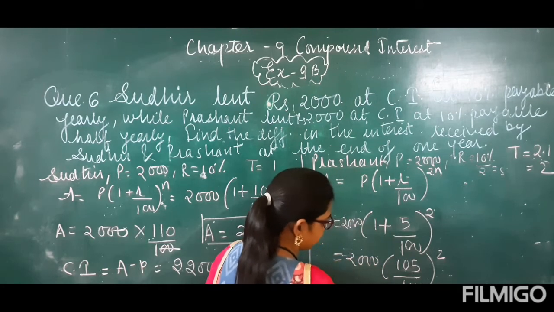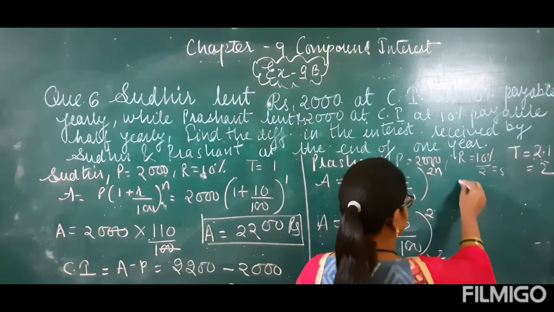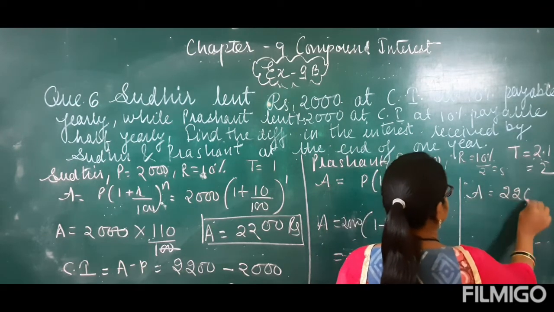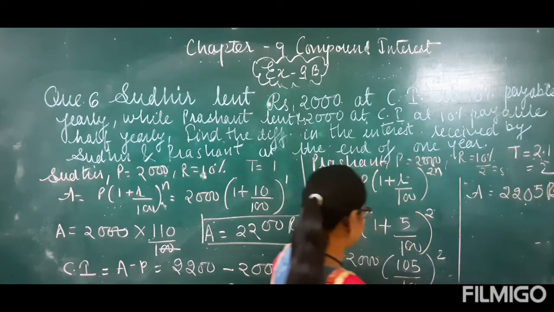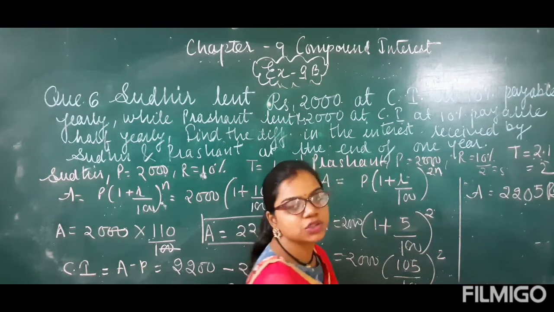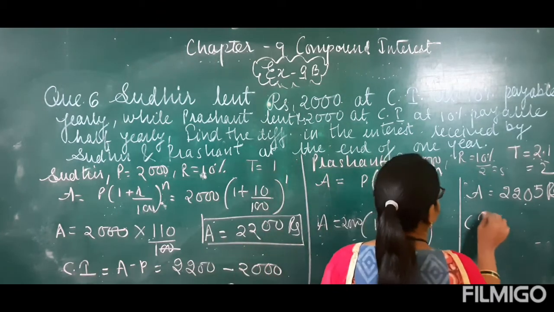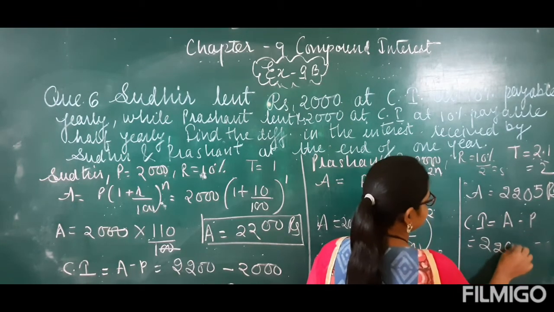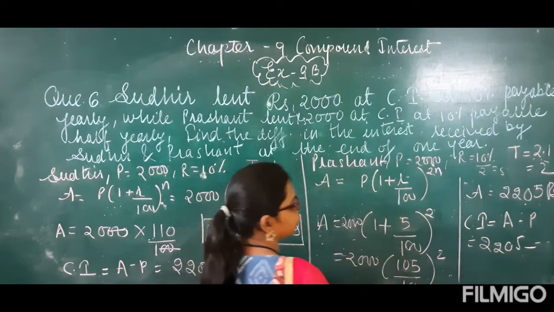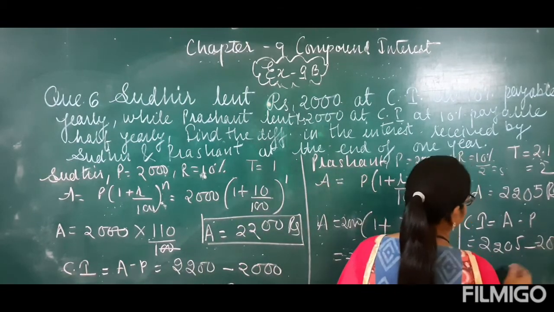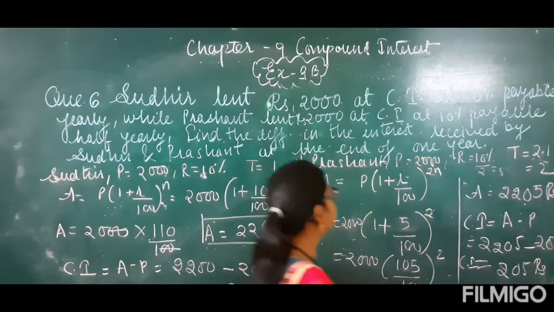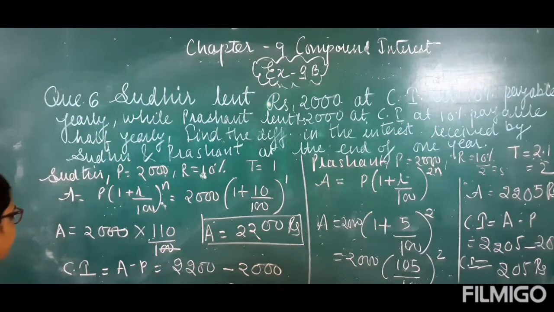This 20 and this 20 get cancelled. On solving this, you will get amount equal to 2,205 rupees. For compound interest, here it will be amount minus the principal, that is 2,205 minus the principal. Here it is given to us 2,000. So this is 205 rupees. Compound interest here in the case of Prashant is 205 rupees, and in the case of Sudhir it is 200 rupees.